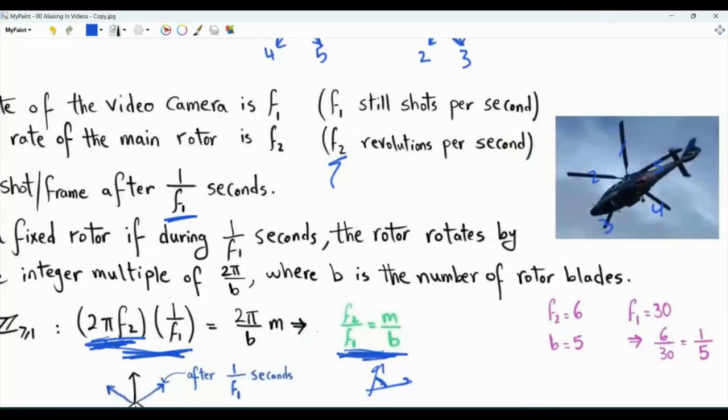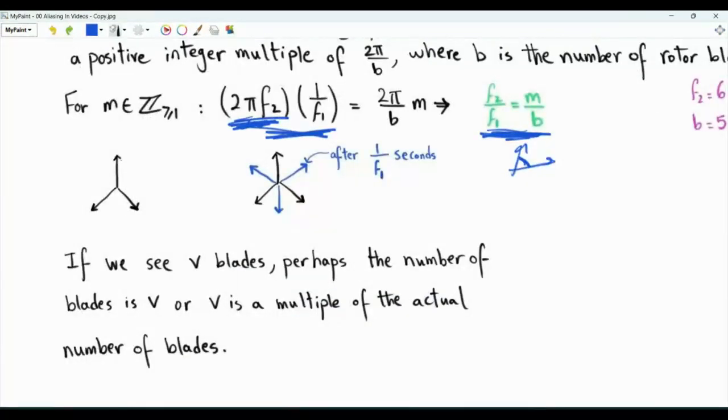Another thing, if we see the blades in the video, is their number the actual number of blades? Let's think about this situation. If we have 3 blades, and suppose that the rotation speed is such that in 1 over F1 seconds, which is the time between two successive frames, the rotor rotates by an angle which is not 2 pi over 3, but pi over 3, 60 degrees. So at one frame, we see the rotor in this black position but then in the next frame, it is in the blue position, and so forth. Due to vision persistence, we may see what looks like a fixed rotor with 6 blades.